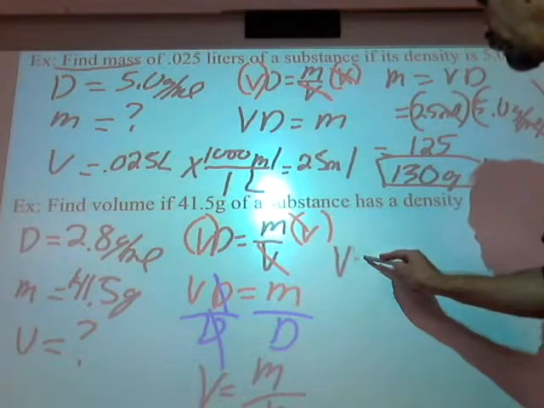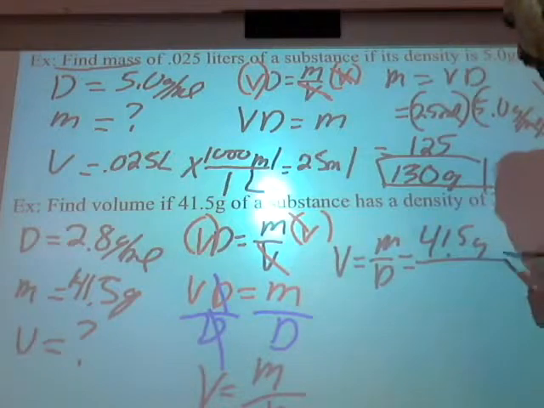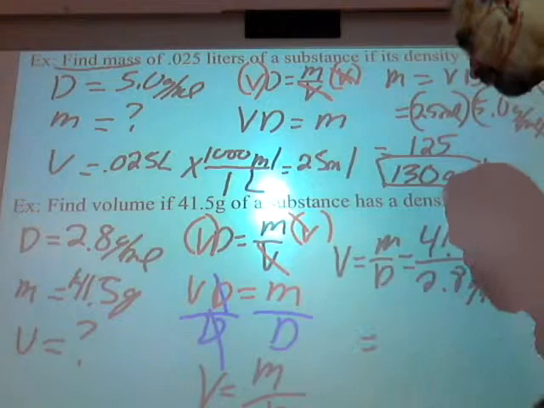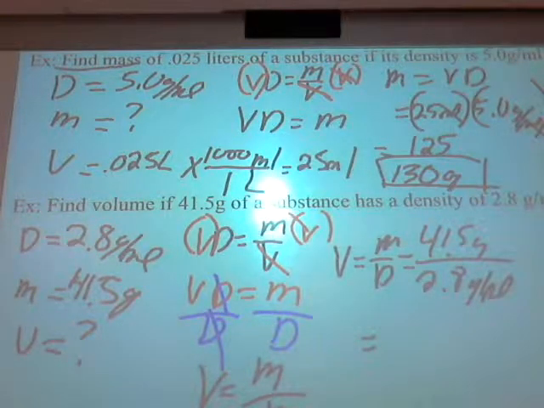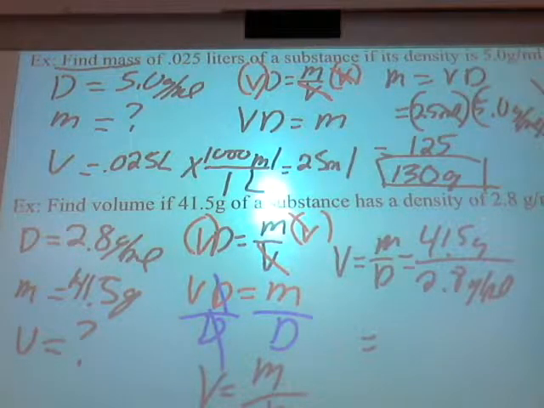If v equals m over d, let's just plug all of our stuff in. My m is 41.5 grams. My d is 2.8 grams per milliliter. Finish that up. What are you going to get? You get a big long answer on your calculator, don't you? Get your calculators. This is the only one you had to use a calculator for. You're going to get a number that's obviously too long. Where do I round it off? Give me the calculator answer once you do it.